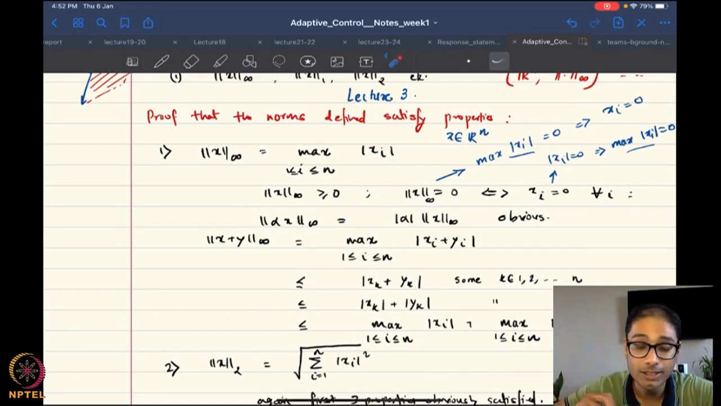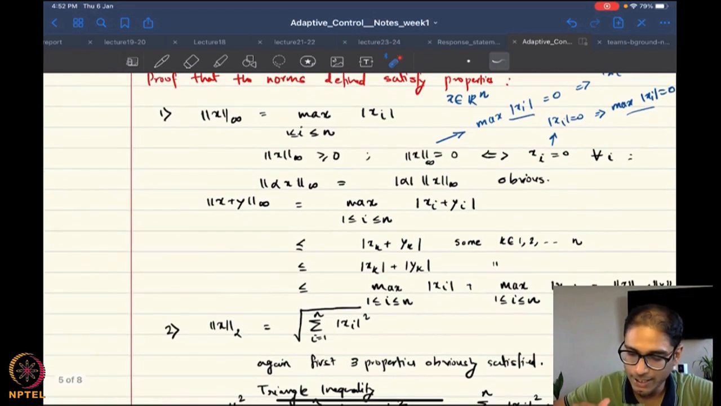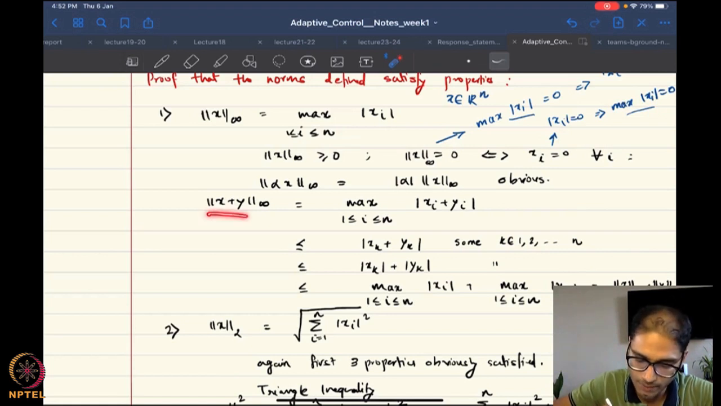And as always, whichever is the critical property is what is difficult to prove. So always more challenging. So let's look at this. Let's try to do this. So in order to prove that you have a triangle inequality property, I need to show that the infinity norm of x plus y is less than equal to the infinity norm of x plus the infinity norm of y. Okay, so that's the first step, that's the last step.